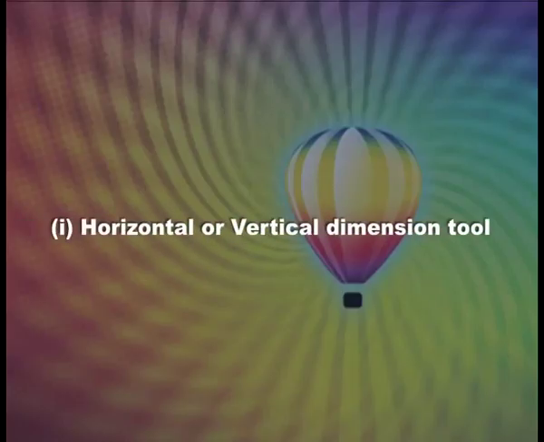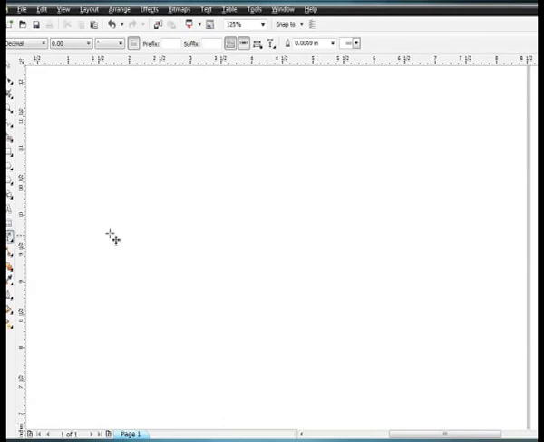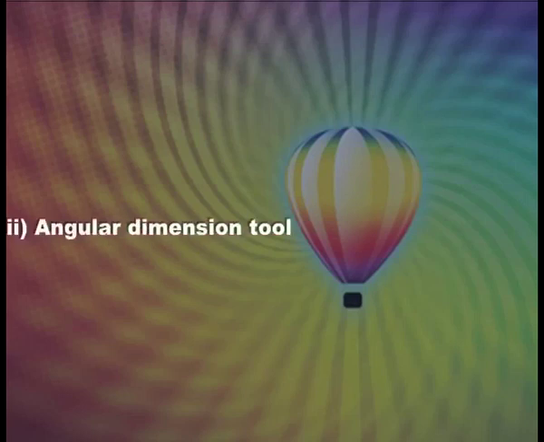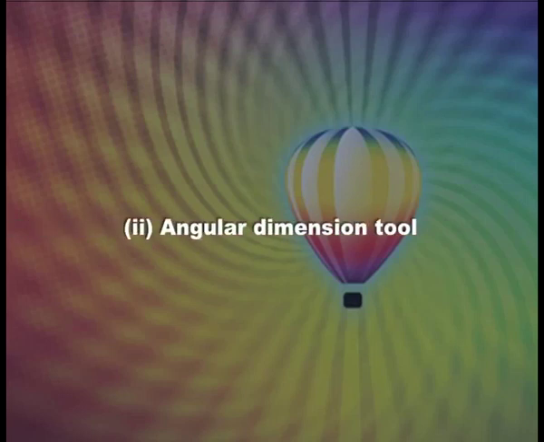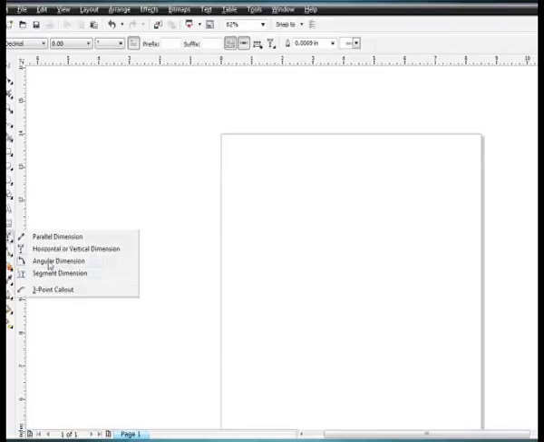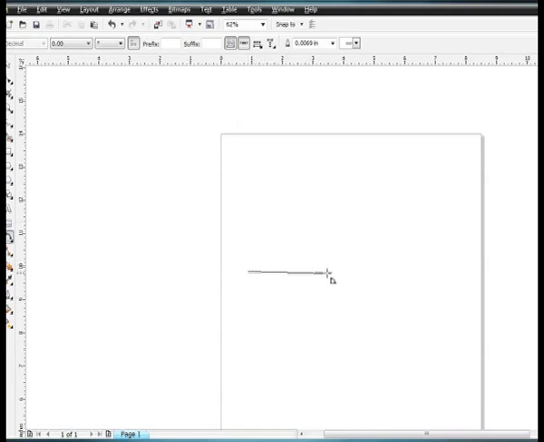First, horizontal or vertical dimension tool. This tool also works the same way as parallel dimension tool does. Number 2, angular dimension tool. This tool makes geometrical angles as we do in geometry. By selecting it, you can create an angle of your desire, like 45 or 15 degrees, etc.